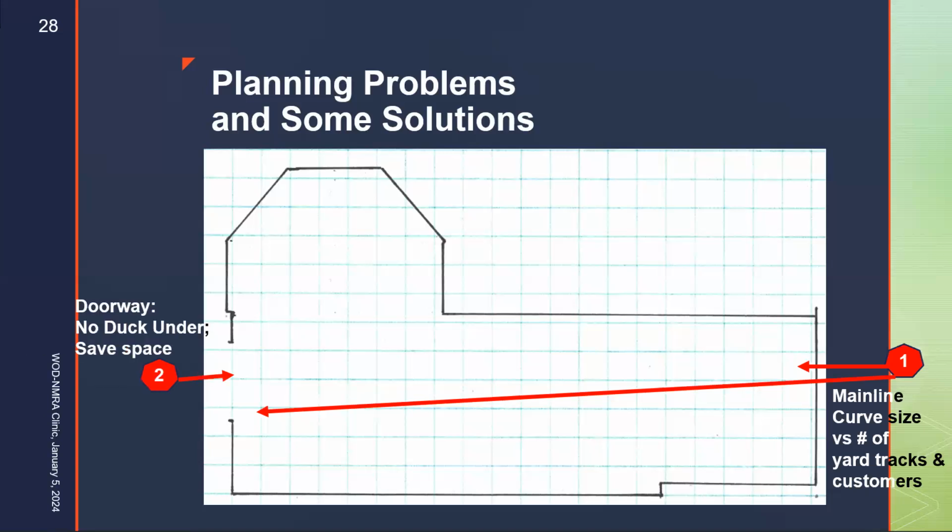I knew from my previous layout where I had had a duck under that required me to bend over 90 degrees at the waist, and that was going to be difficult back then. It was going to be more difficult when I was in my early 60s. And now that I've moved on from there, I'm really glad that I addressed this early on in the planning stage.